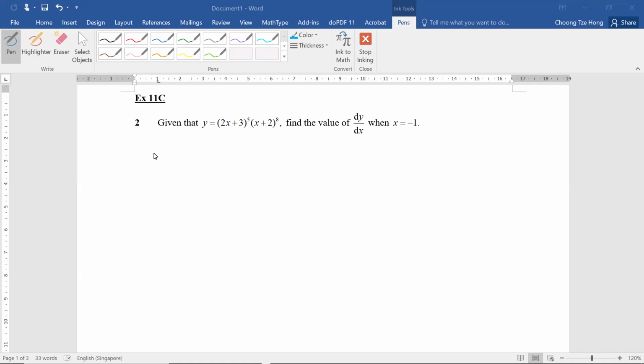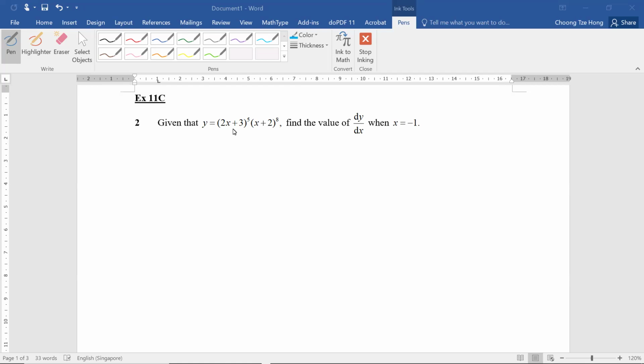Given that y equals (2x + 3)^5 times (x + 2)^8, find the value of dy/dx when x equals -1. For this question, we need to differentiate this expression of y, and then once we get dy/dx, we will sub x equals -1 inside, and then we will find the value of dy/dx.